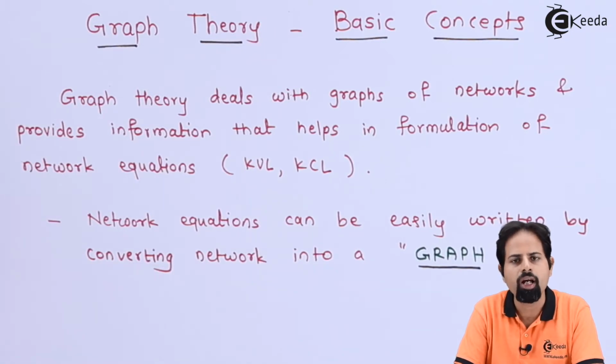Now what is the graph? The graph is made from the given circuit network only. So we will take one example and we will see all the related parameters with that graph, for example, what is a node or what is a branch, etcetera. So let us start with that also.